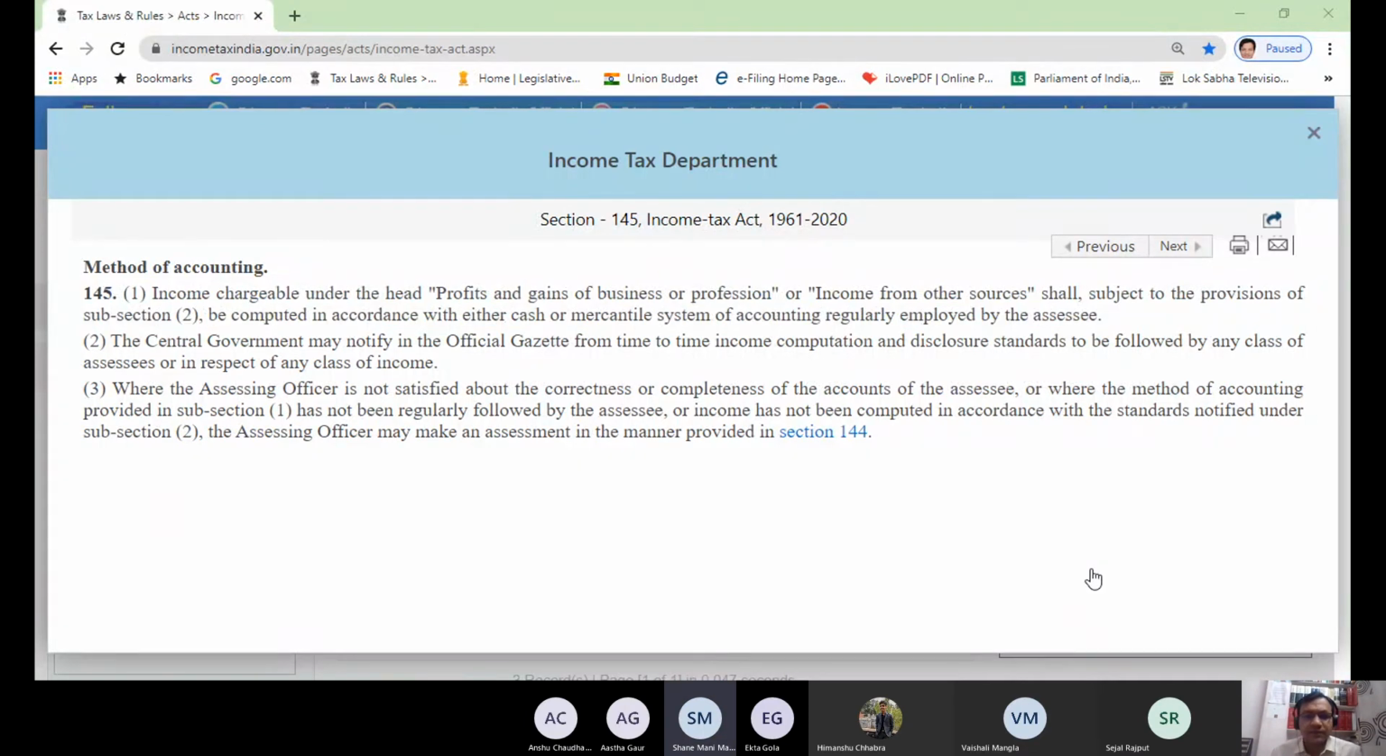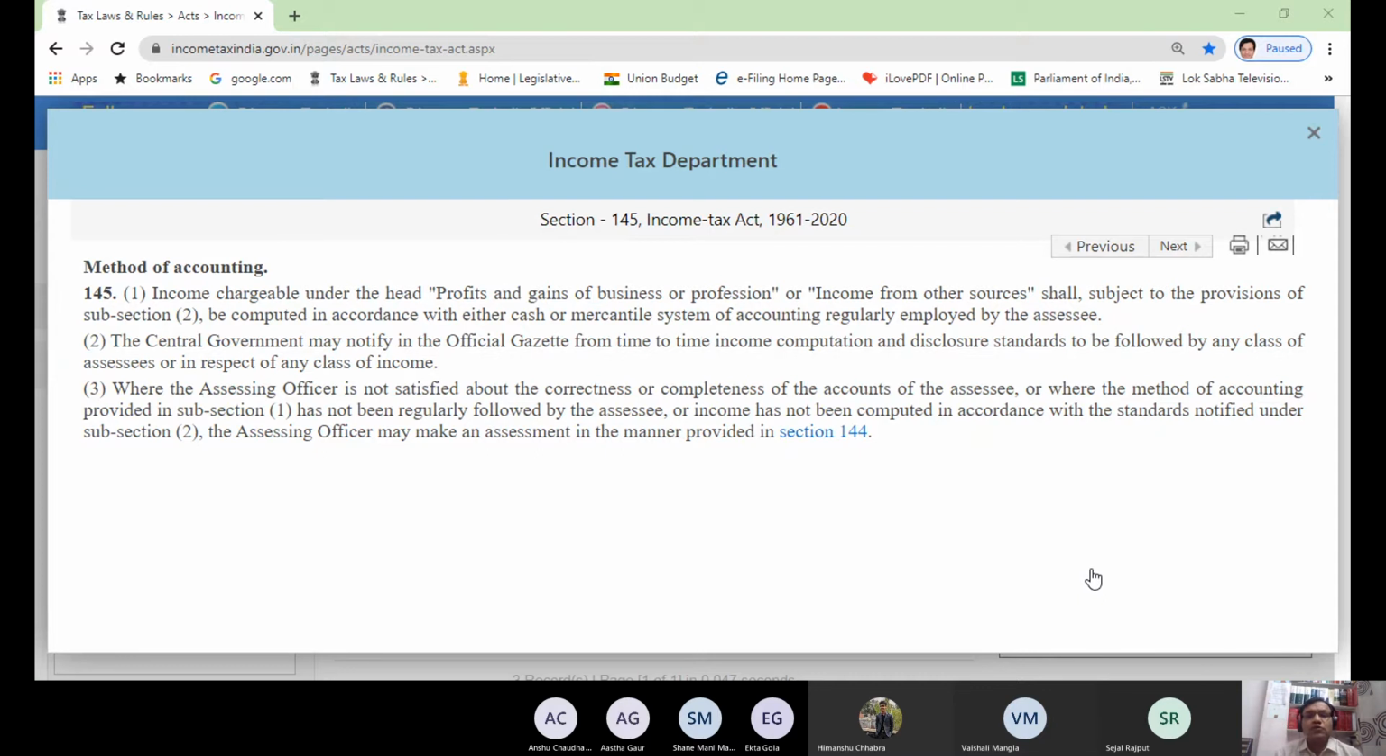Cash basis or accrual mercantile basis? Accrual mercantile basis. Very good. So normally if nothing is mentioned, we have to assume that this P&L account is based on accrual basis or mercantile basis. But I have an option to compute the income under cash basis also if the assessee wants. It depends what books of account the assessee has been maintaining regularly.